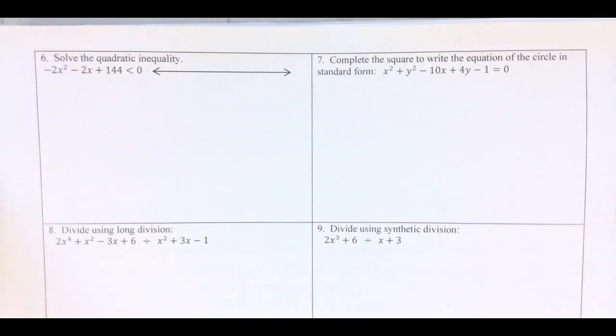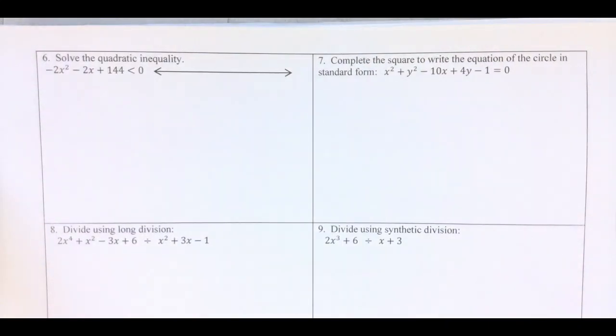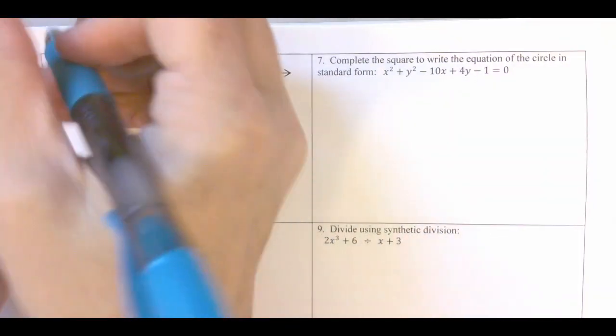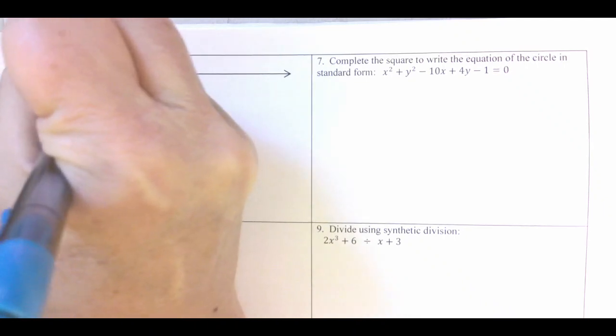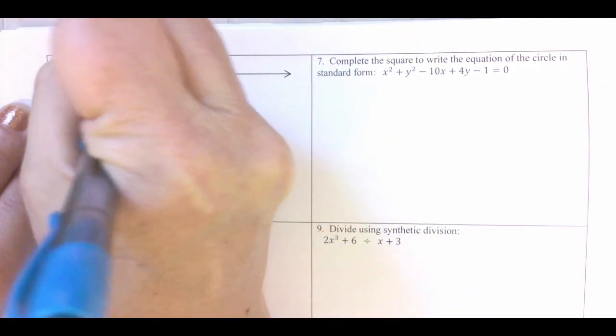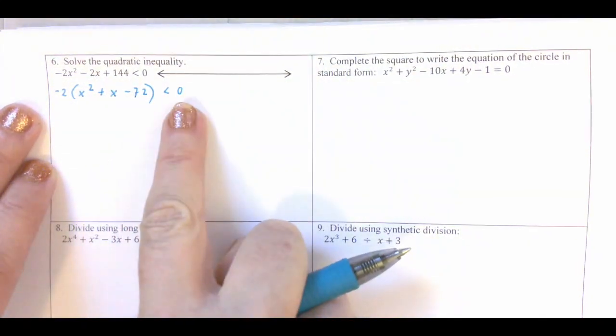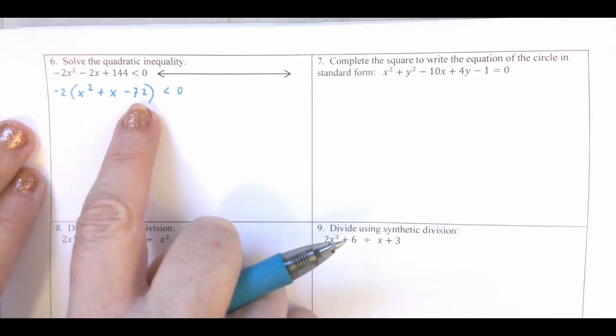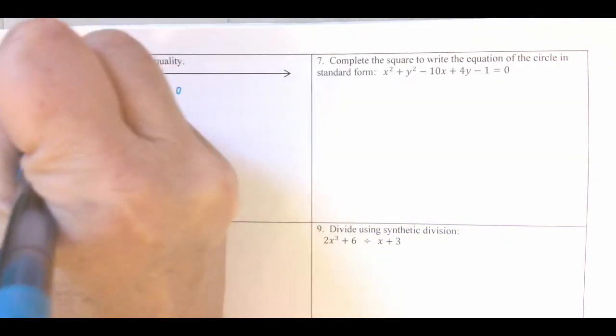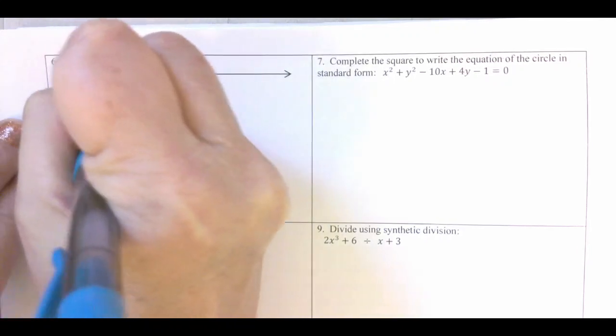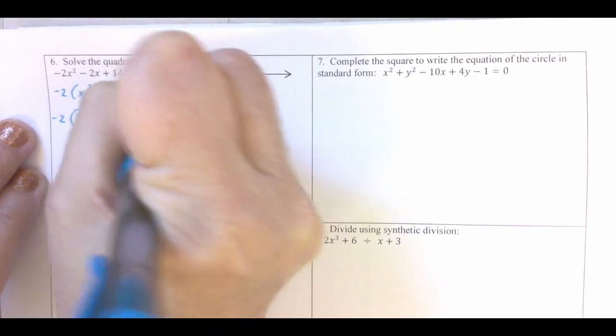Okay, flip to the back. A reminder about quadratic inequalities. So here, always look for a GCF. I see a GCF of negative 2, so I'm going to divide that out, leaving behind an x squared plus x minus 72, less than 0. Here, what multiplies to a negative 72 that adds to 1? You should see that that's going to be x plus 9 and x minus 8.